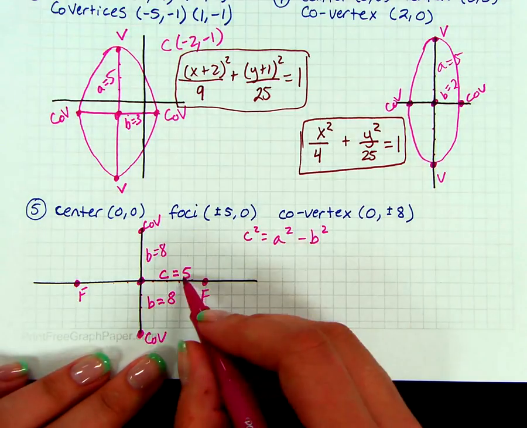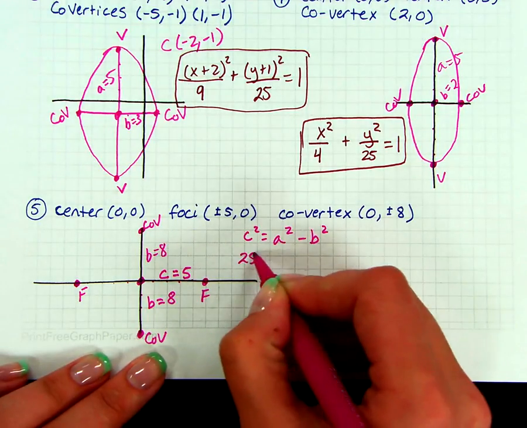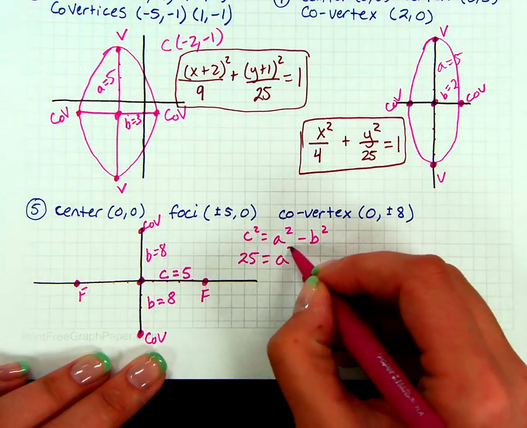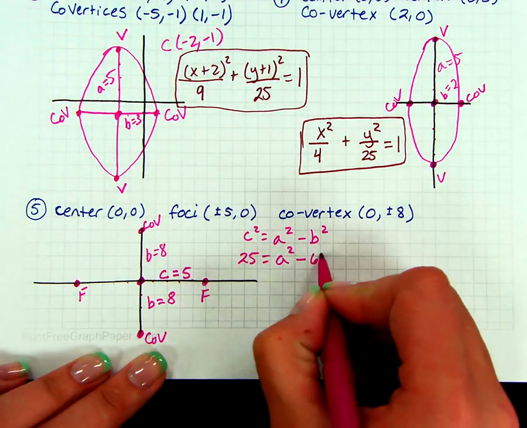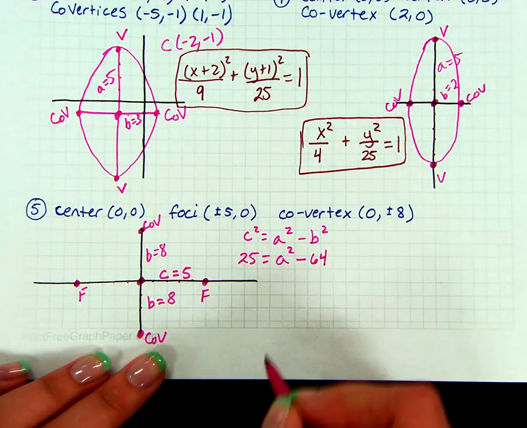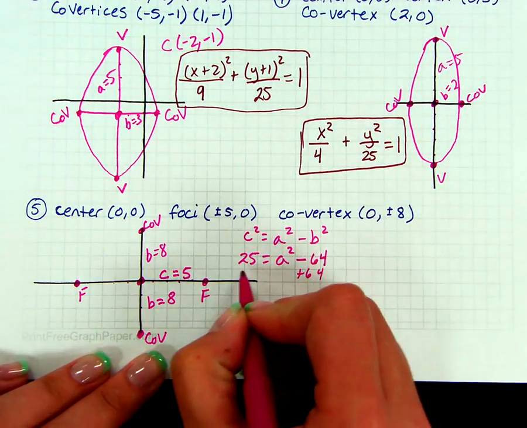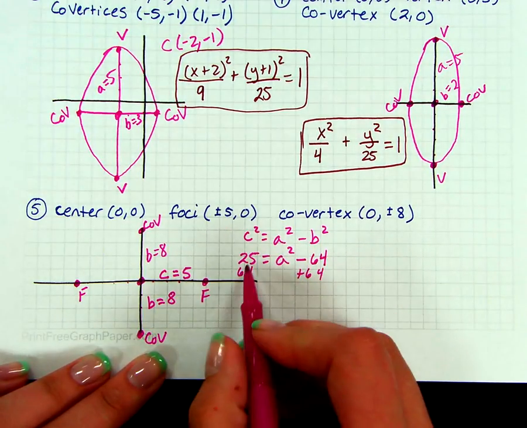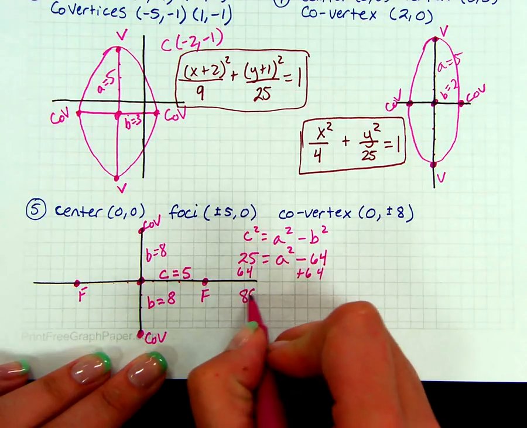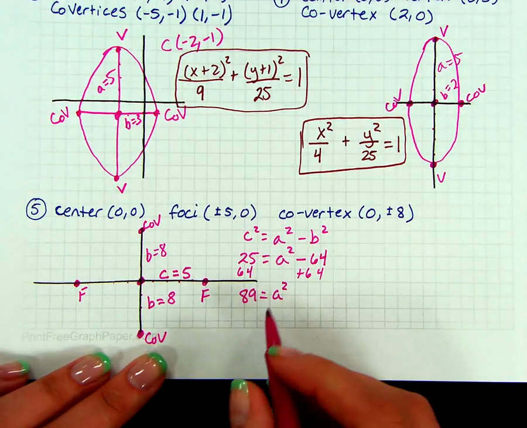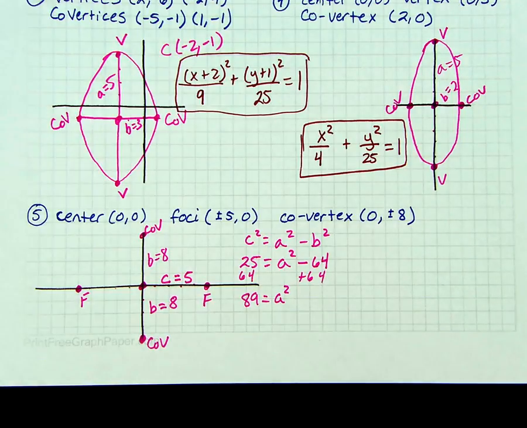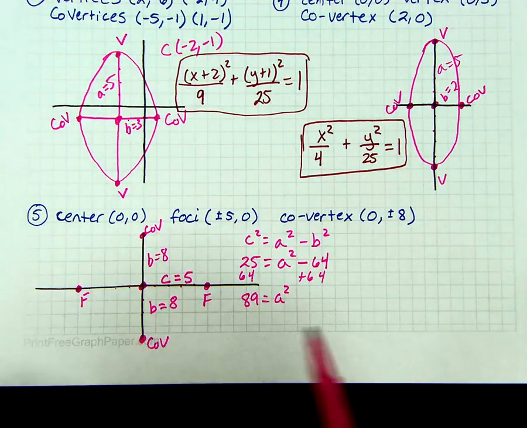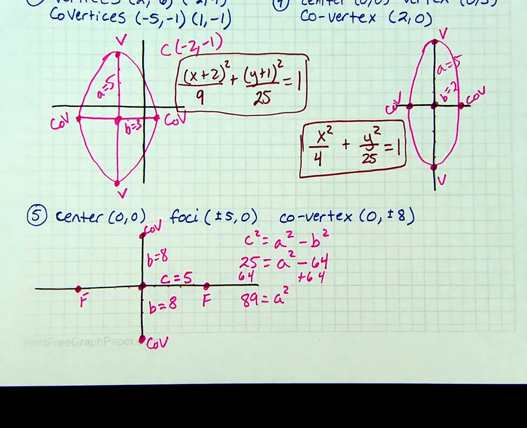So C squared would be 5 squared, so 25. We're trying to find A squared. And then B squared, so that would be 64. So now we're just going to solve this. I'm going to add 64 to both sides. So that is going to give us 89 equals A squared. And then if we wanted to finish graphing, we would take the square root and find the approximation. But for the equation, we need A squared. So this is good enough to know right here.